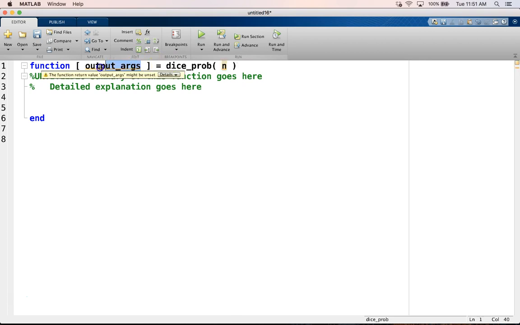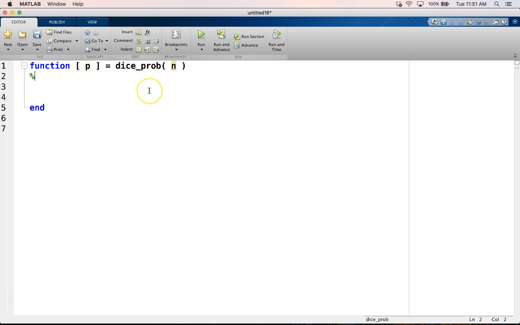I'm going to have input n, and output is going to be p, which will stand for probability. And n is the number of experiments we do. So remember, in another math class, you might try to find the probability exactly, but that's not how we're going to do it in this class. In this class, we're going to try to find estimates for the probability.